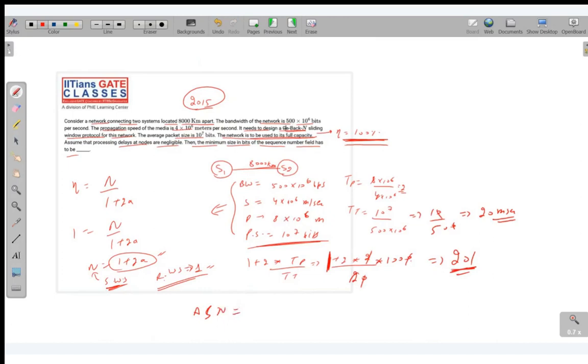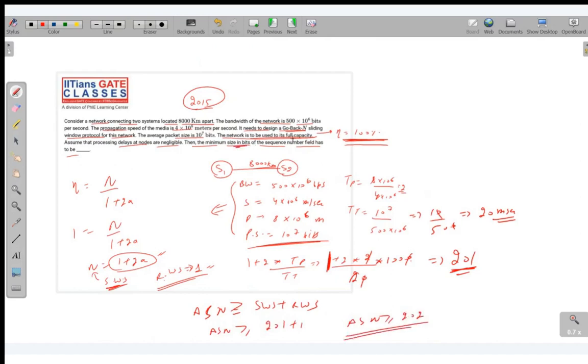Forget about Go-Back-N and SR any protocol. Available sequence number should be greater than or equal to sender window size plus receiver window size. We have studied this formula many times. So available sequence number should be greater than or equal to 201 plus 1. That means available sequence number should be greater than or equal to 202.